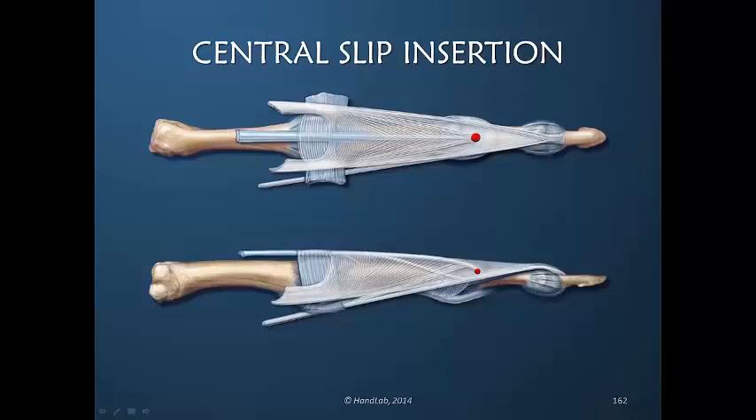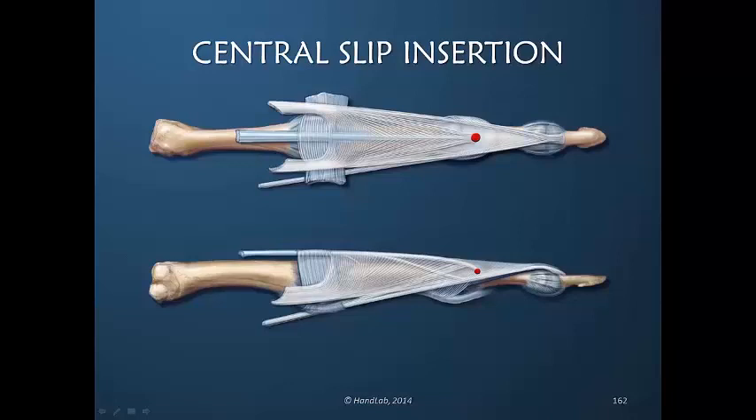So the central slip insertion, although a very important part of the dorsal apparatus, if the dorsal apparatus remains intact and the central slip insertion is disconnected or incised, normal finger motion is still possible, because the tension alone is enough to extend the finger.